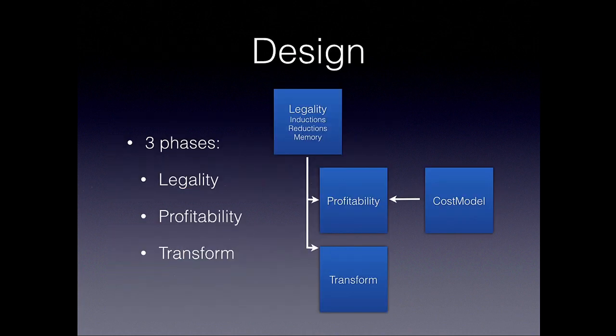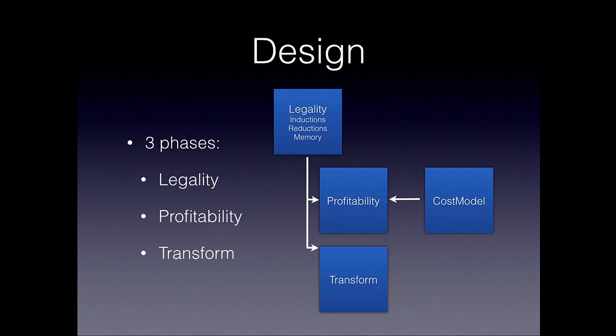Okay, so we've heard about some features that we support, some loops that we can handle. Let's look at how we have implemented that. The loop vectorizer consists of 3 phases. First, we check for legality. We look at phi nodes, and we need to classify them as either inductions or reductions, or we have to give up.